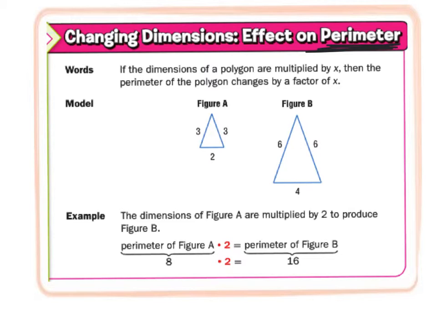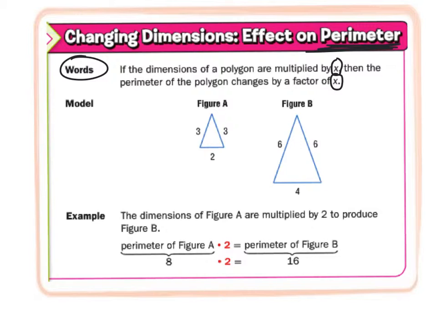So in words, if I'm going to read it in words, if the dimensions of a polygon, remember a polygon is a figure, a closed figure with 3 or more sides, if the dimensions of a polygon are multiplied by x, remember x could be any number, it's just a variable, then the perimeter of the polygon changes by a factor of x. Okay? So notice our model.